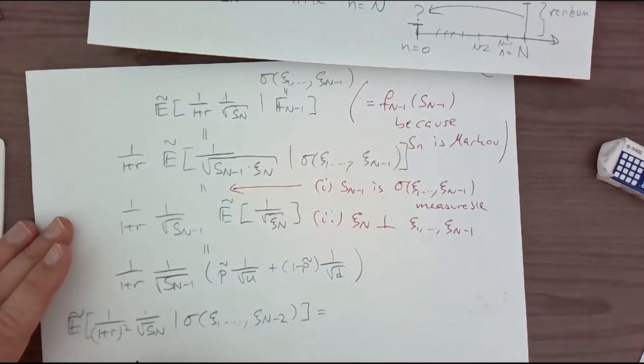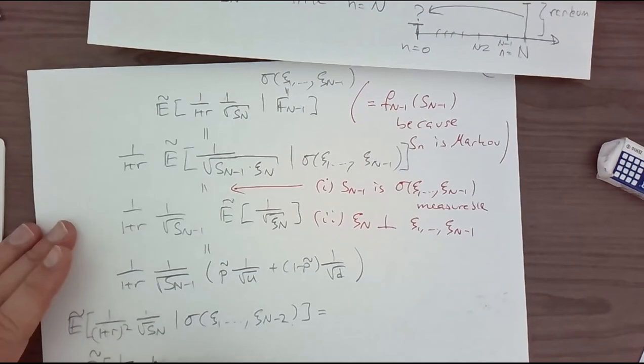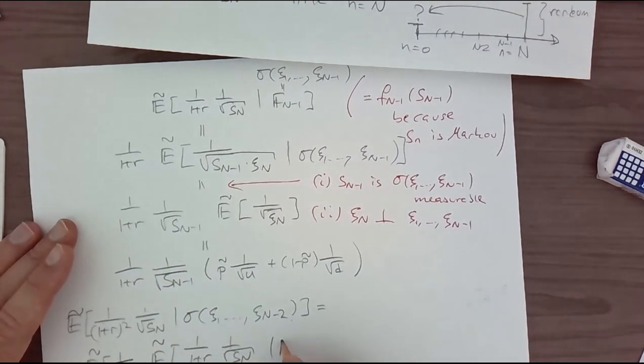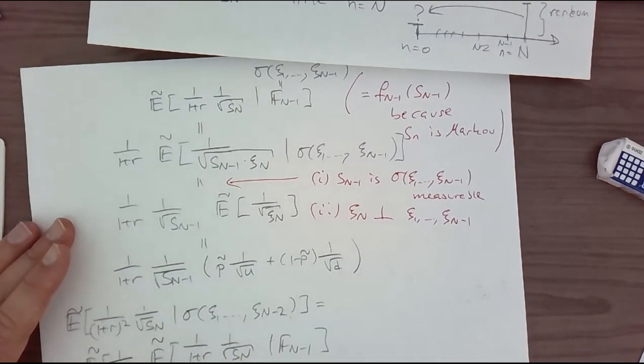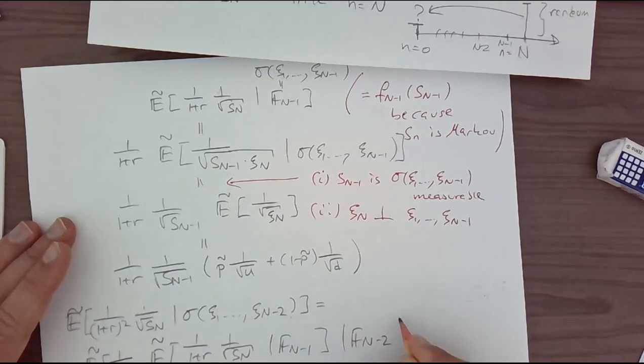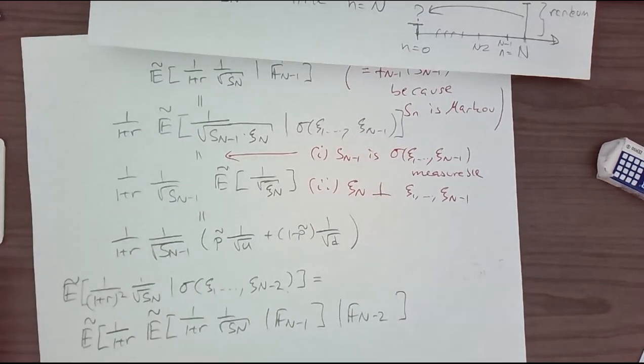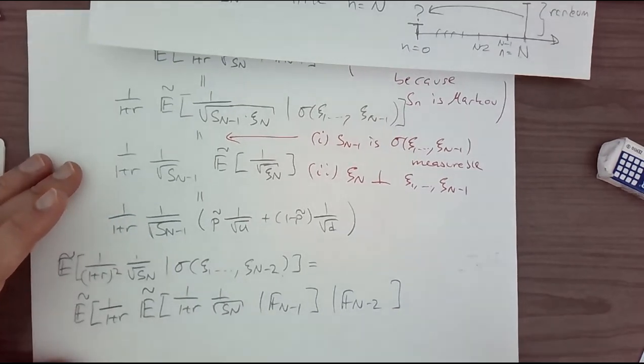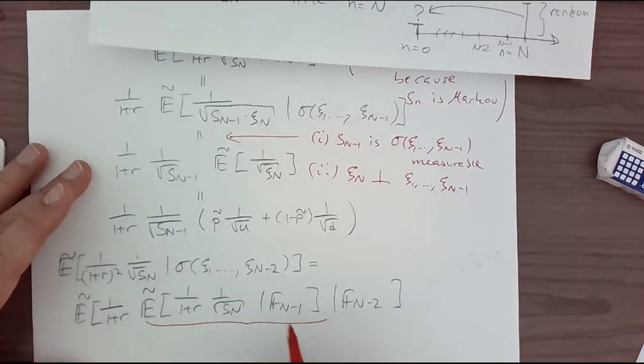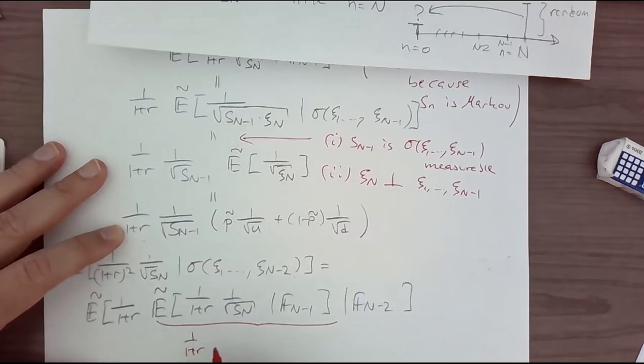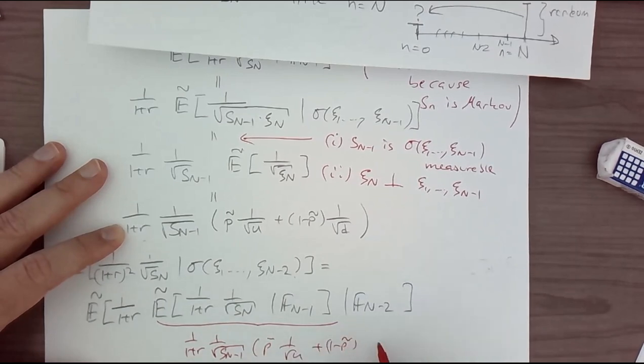So this here will be equal to 1 over 1 plus r, conditional expectation, and then the thing that I just computed: conditional expectation of 1 over 1 plus r, 1 divided by square root Sn, conditioned on Fn minus 1, and then I'll condition on Fn minus 2. And this is what we had already computed. That was that formula up here: 1 over 1 plus r, 1 over root Sn minus 1, p tilde, 1 over root u plus 1 minus p tilde, 1 over root d.